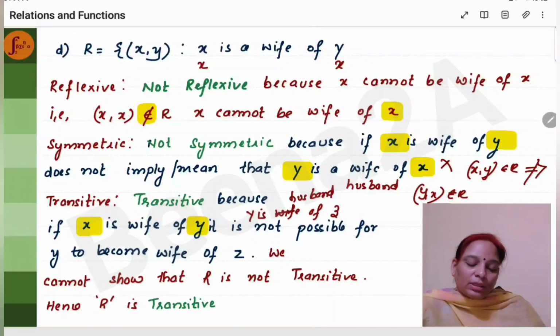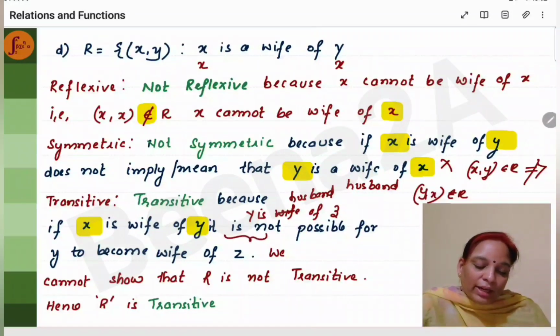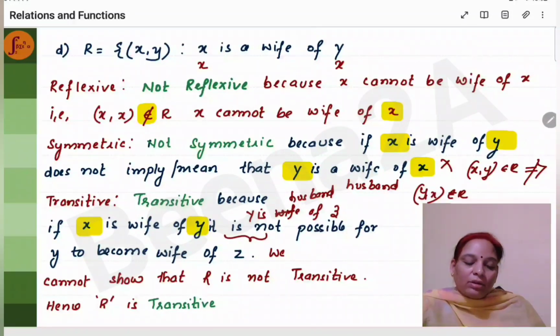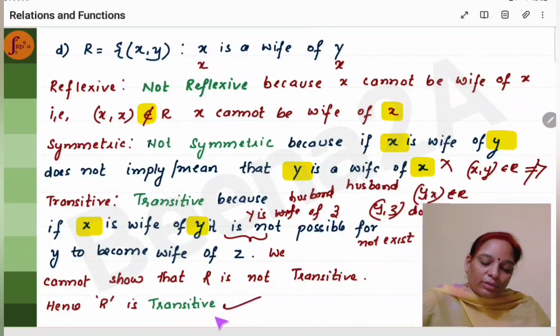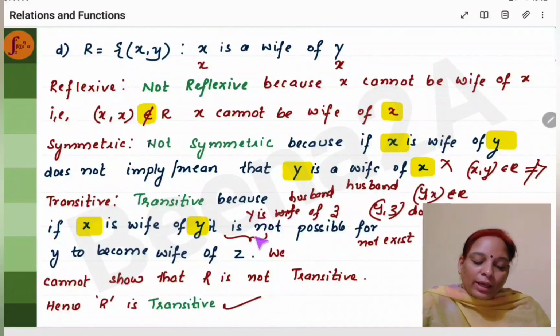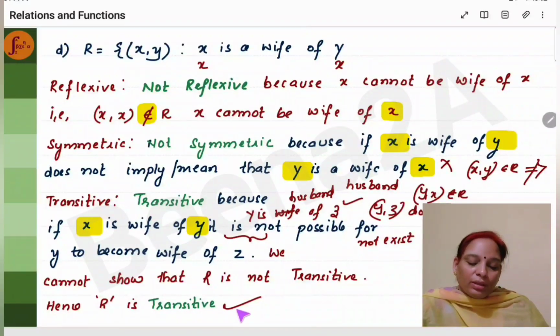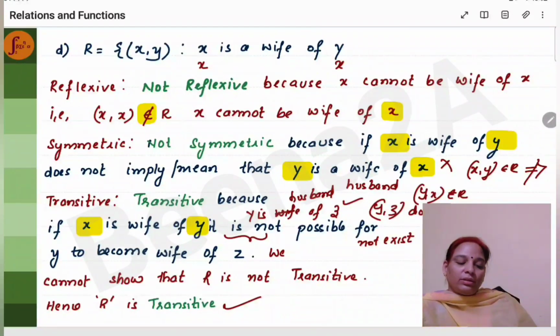So in this case, I can't even take the second case. The second case does not exist. I cannot prove it, because the second case, that is the (y, z) case, does not exist here. Therefore, this becomes transitive, because I cannot prove that it is not transitive. I cannot verify at all because this (y, z) combination is not there. Therefore, R is transitive here.